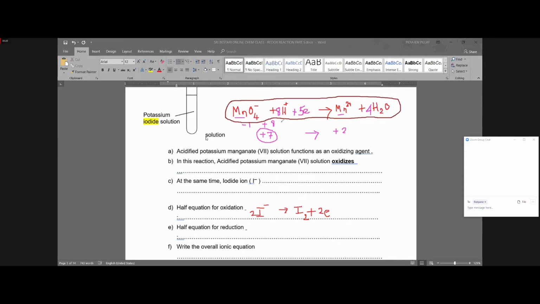MnO4 minus plus 8H plus plus 5e. This is reduction, because it's gain of electrons. It becomes Mn2 plus plus 4H2O. Manganate 7 ion is reduced to manganese 2 ion. So can you write the half equation here? Write it down now. MnO4 minus. Can you write it down first quickly, and then get the overall for me? Just answer the question first. Write the half equation now, please.